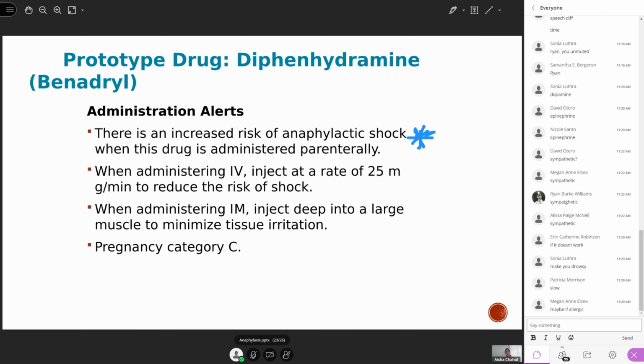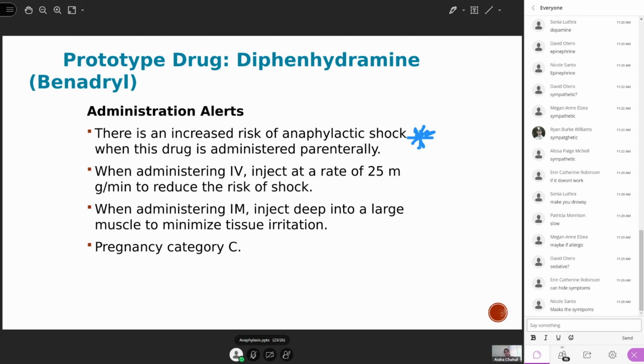Benadryl. Drowsy, slow. Actually, these are sedative. There you go. CNS depressant, basically, right? This drug is a CNS depressant. Anything that is a CNS depressant can cause shock.